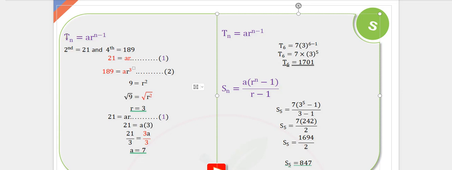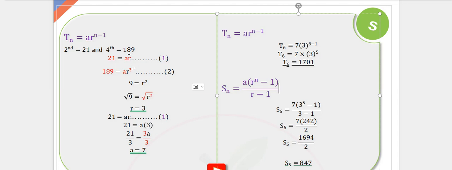The formula for finding the GP, geometric progression, is Tn equals A R to the power n minus 1. The n represents the number of terms, the A represents the first term, and the R represents the common ratio. In this case, we are looking for the first term and the common ratio. We are already given the second term to be 21 and the fourth term to be 189.